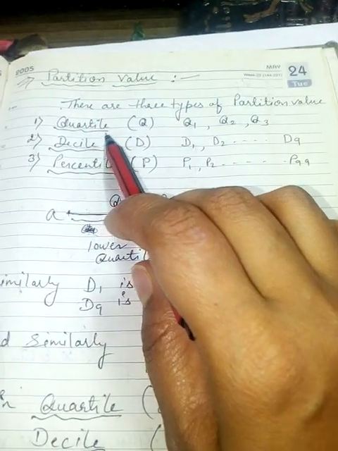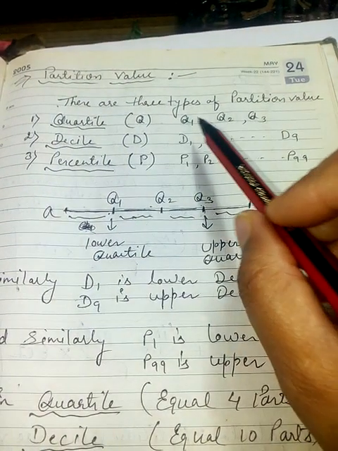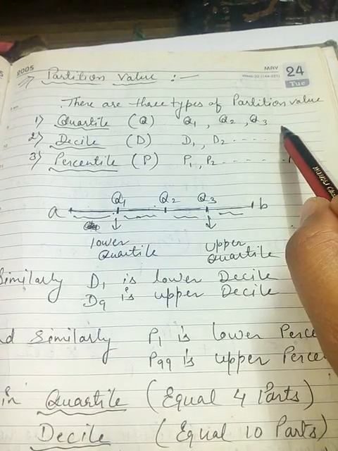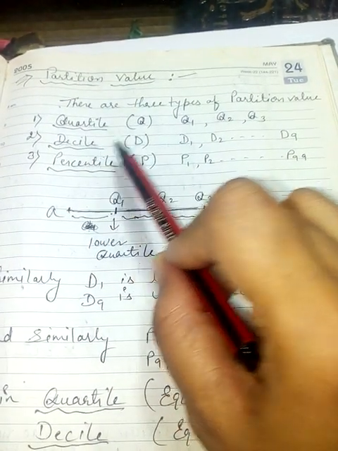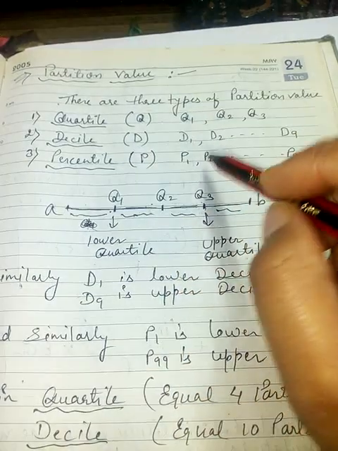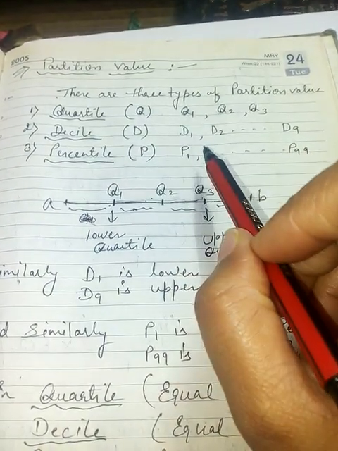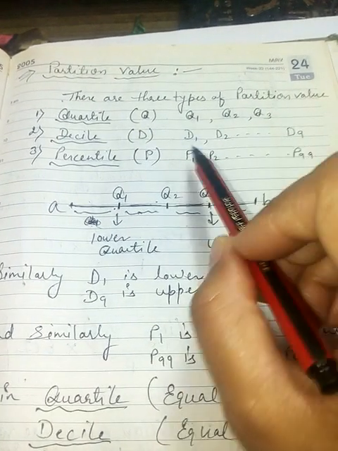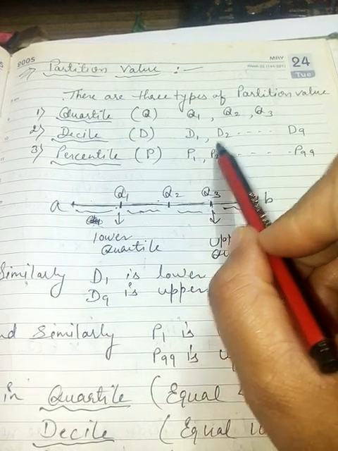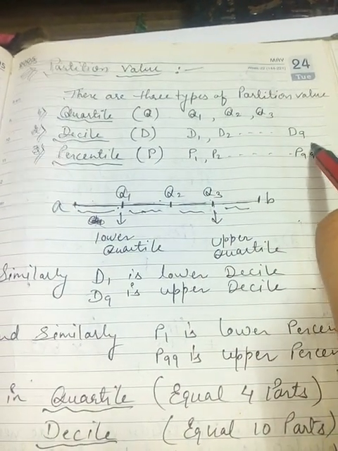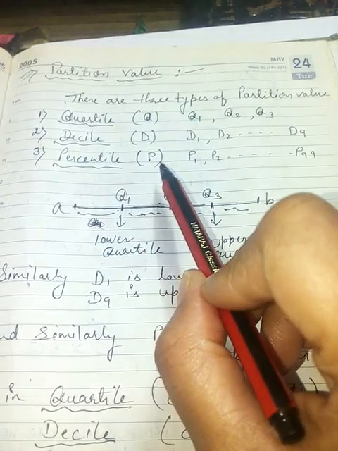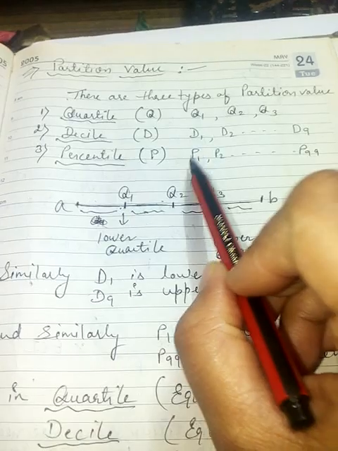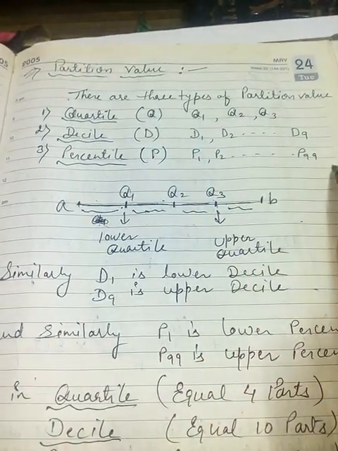So there are only 3 quartiles, Q1, Q2, Q3, because we are going to divide the data into 4 equal parts. Similarly, decile means we are going to divide the data into 10 equal parts, so we make 9 cuts in the line. These will be D1, D2, D3 till D9. And similarly, percentile means we are going to divide the data into 100 equal parts, and it is denoted by P. So this will be P1, P2 till P99.